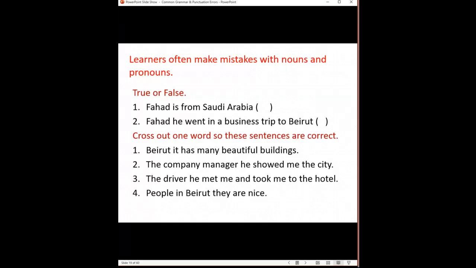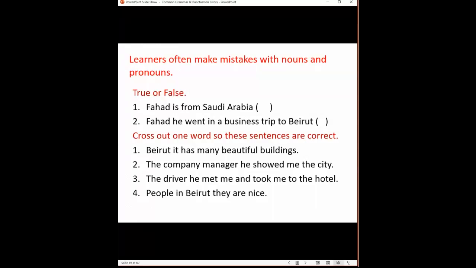Excellent. Either to use, here we notice that he uses two subjects, Beirut and it. So either to use Beirut or it. So we can omit it because this would be effective. Beirut has many beautiful buildings. The company manager, he showed me the city.